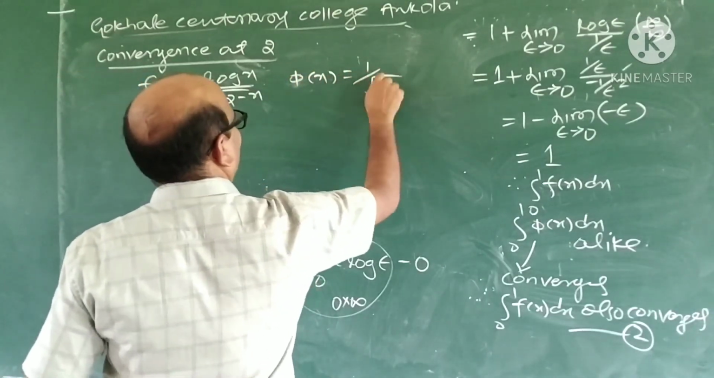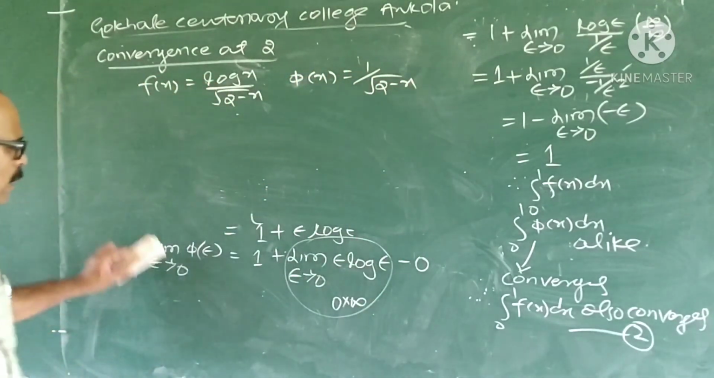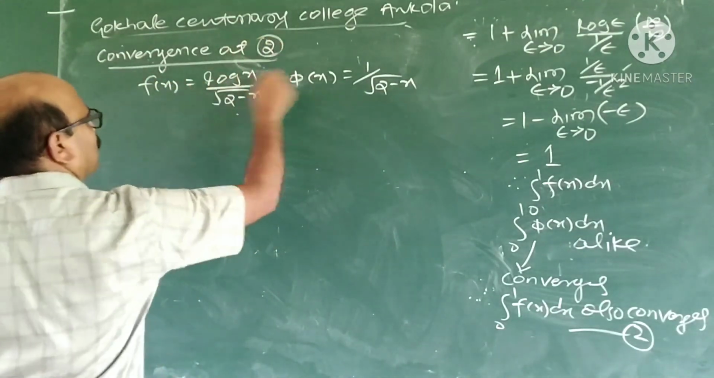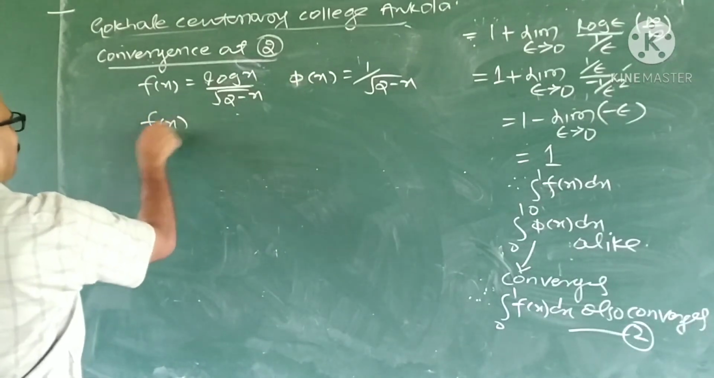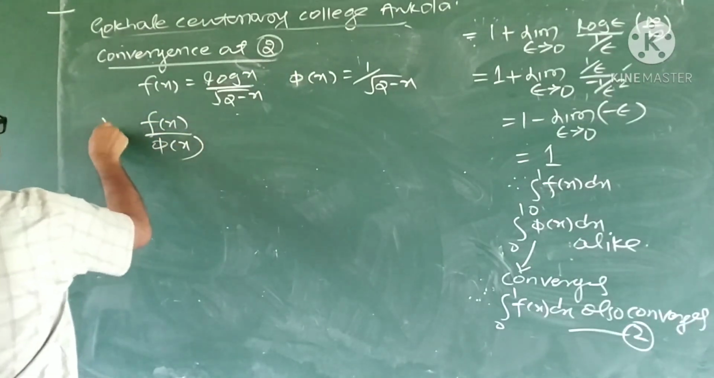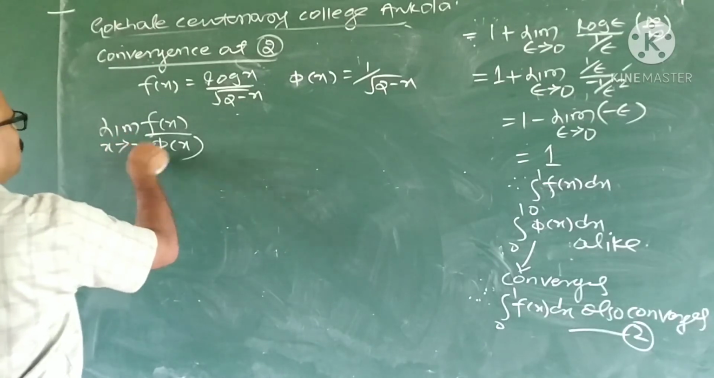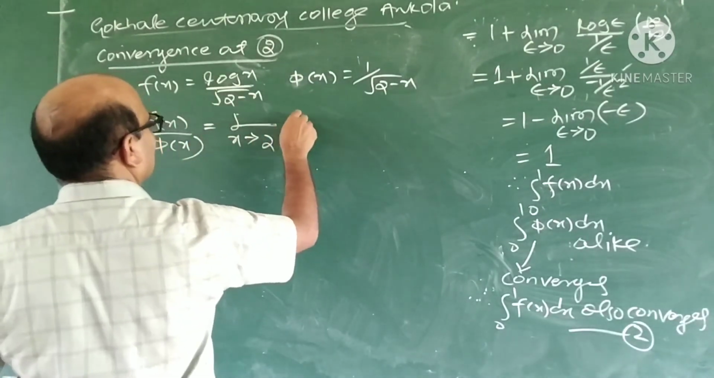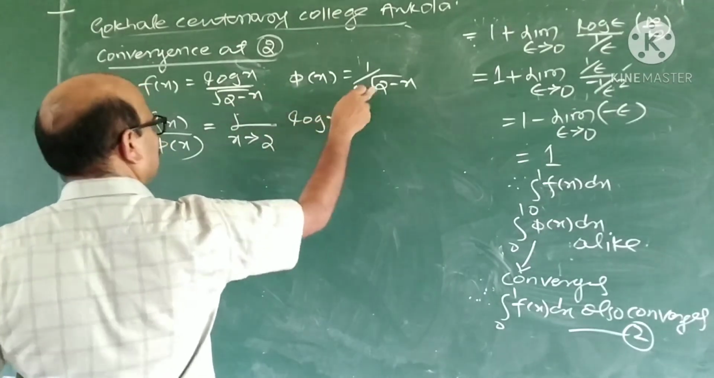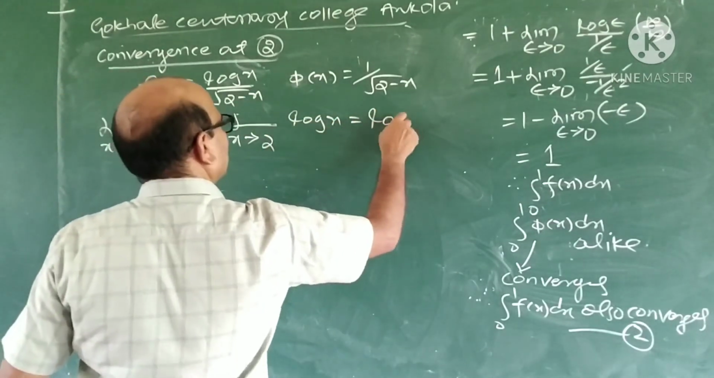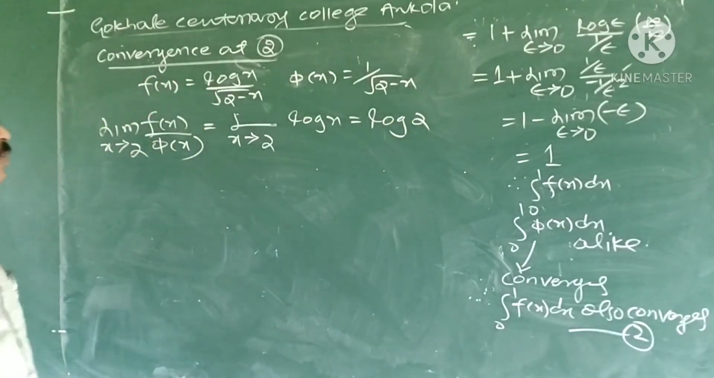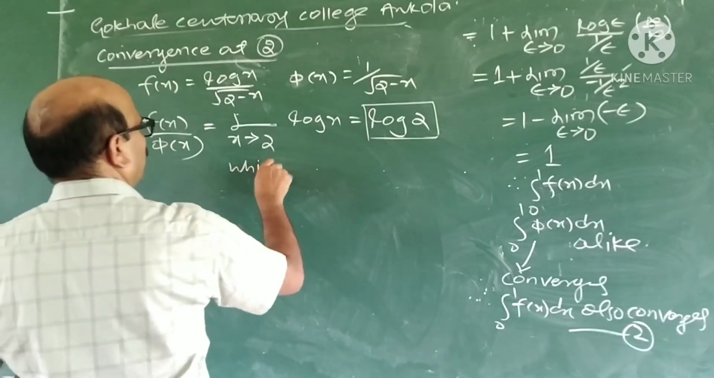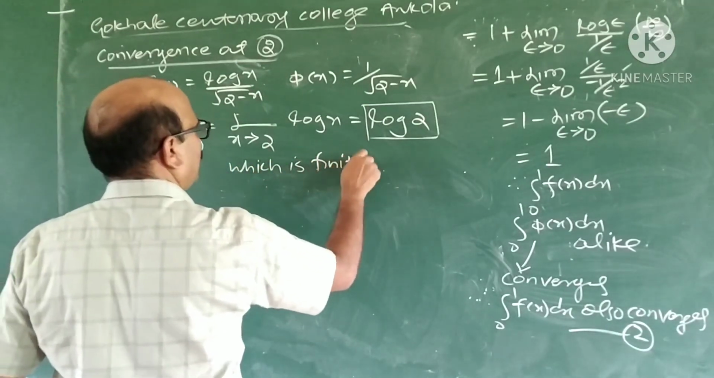and phi(x) is 1 upon root 2 minus x. Because in this case f(x) by phi(x) as x tends to 2 becomes finite. Take the limit as x tends to 2 of f(x) by phi(x). What is f(x) by phi(x)? Log x, the rest cancels. What is the limit? As x tends to 2, it becomes log 2. Log 2 is finite and not 0.